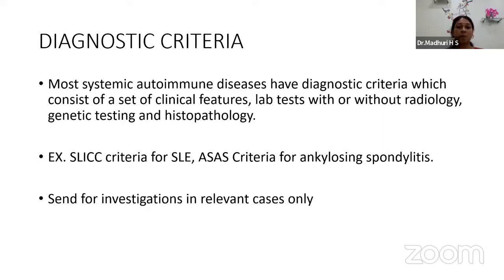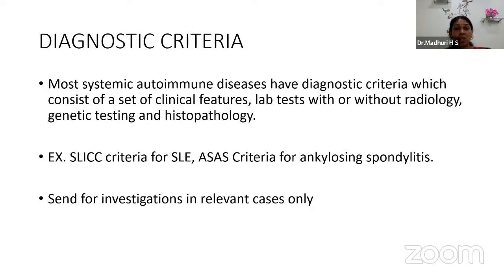There's another aspect about these autoimmune diseases which are not there for many other diseases. That is, the diagnostic criteria are defined. This is to avoid confusion because there are always overlapping features, or it is not a straightforward disease in most of the cases. So there are some diagnostic criteria, and only if these are fulfilled do we go ahead to do the further tests or label the patient with that diagnosis.